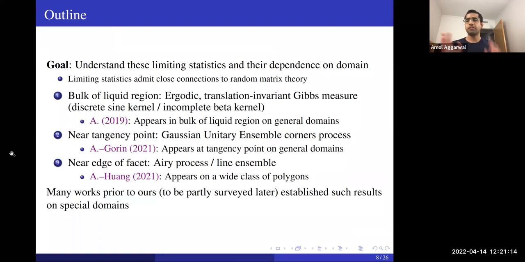The third example, near the edge of the facet, we'll see what is known as the Airy process, or the Airy line ensemble, and the maximal set of domains in which we can prove this will be a fairly wide set of polygonal domains. I should say that there are many works prior to ours, which I'll give you a set of references for later on, which establish these results on special domains.